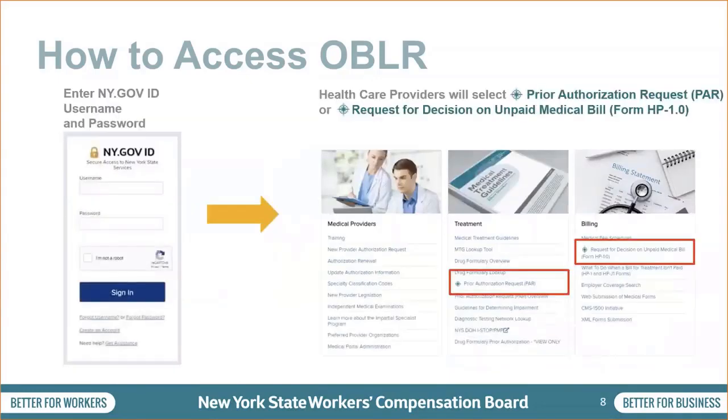Enter your medical portal ny.gov ID username and password to log into the medical portal. An OnBoard logo is displayed next to prior authorization request, PAR, and request for decision on unpaid medical bill, Form HP 1.0. These links will take you to your OnBoard dashboard. All prior authorization requests are now done using the prior authorization request PAR link.